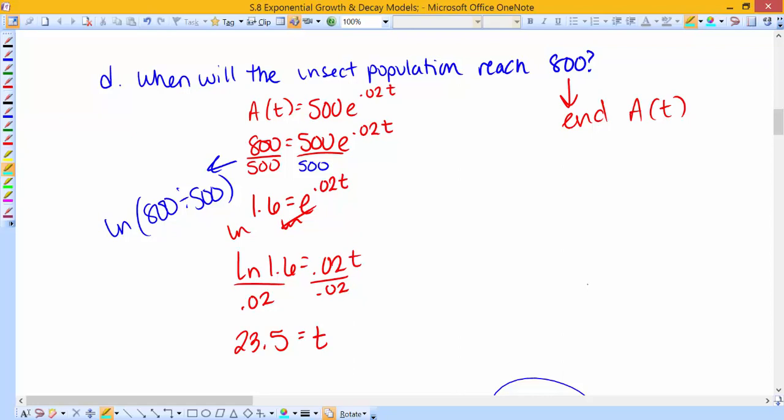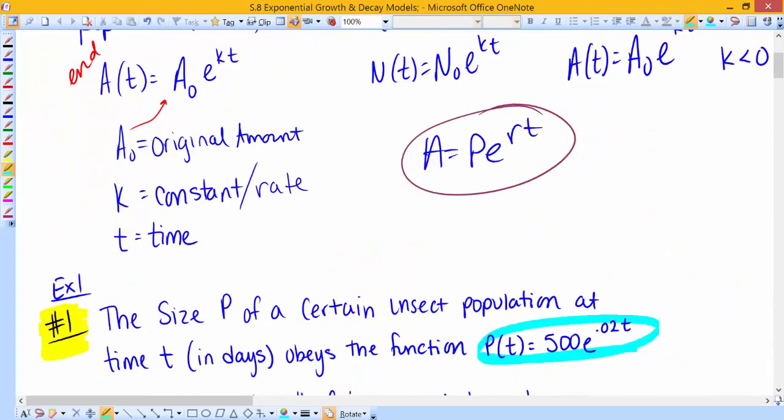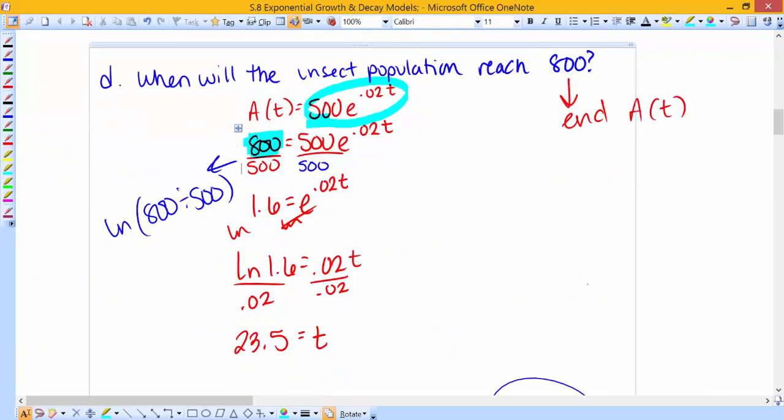When will the insect population reach 800? So again, I'm using the formula that they gave us, and all I have to do now is plug in the 800 for the ending amount. That's A of t, or if you're looking at PERT, it's just A. So no fancy stuff here. I start by dividing by the 500. In my calculator, that gives me a nice 1.6. Since there's nothing after the 6, I can just write 1.6.